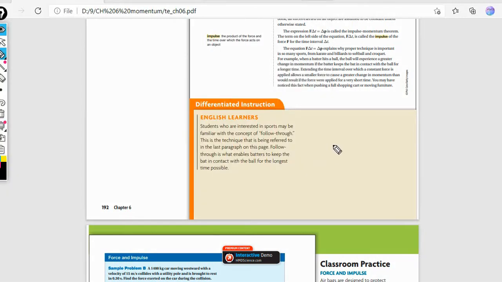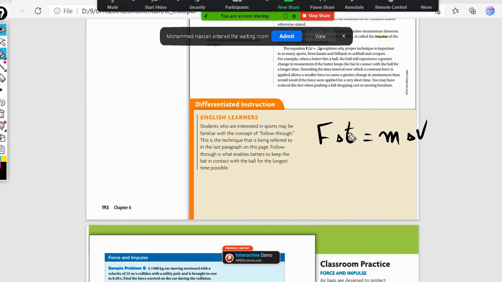Welcome back everyone. If you remember, we take the impulse momentum theorem, that is called F delta T equals M delta V. As you see here, we have a relationship between mass, velocity, force and time. In the last session we took the relationship between force and time, and we said that when we stretch the time, the force will be smaller. Today we'll take the relationship between mass, velocity and time.